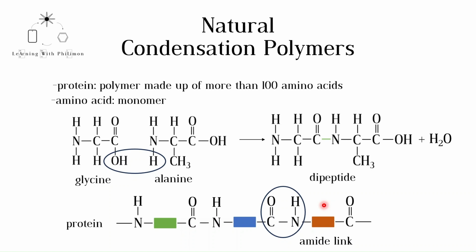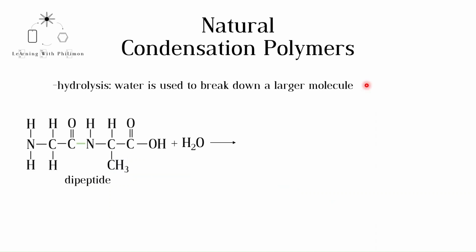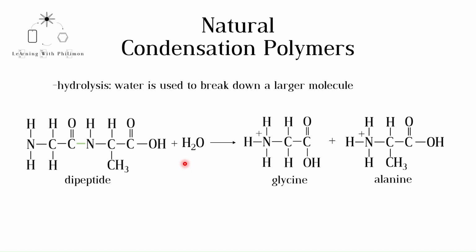Now let's see how proteins can be broken down. Proteins can be broken down by a process called hydrolysis. In hydrolysis reactions, water is used to break down a larger molecule into two or smaller molecules. If we react the dipeptide formed from glycine and alanine with water under acidic conditions, the amide link breaks, reforming the constituent amino acids. Because the reaction is conducted under acidic conditions, the amine groups of both amino acids are protonated. This means that the NH2 group bonds with a proton, an H+ ion forming NH3+.